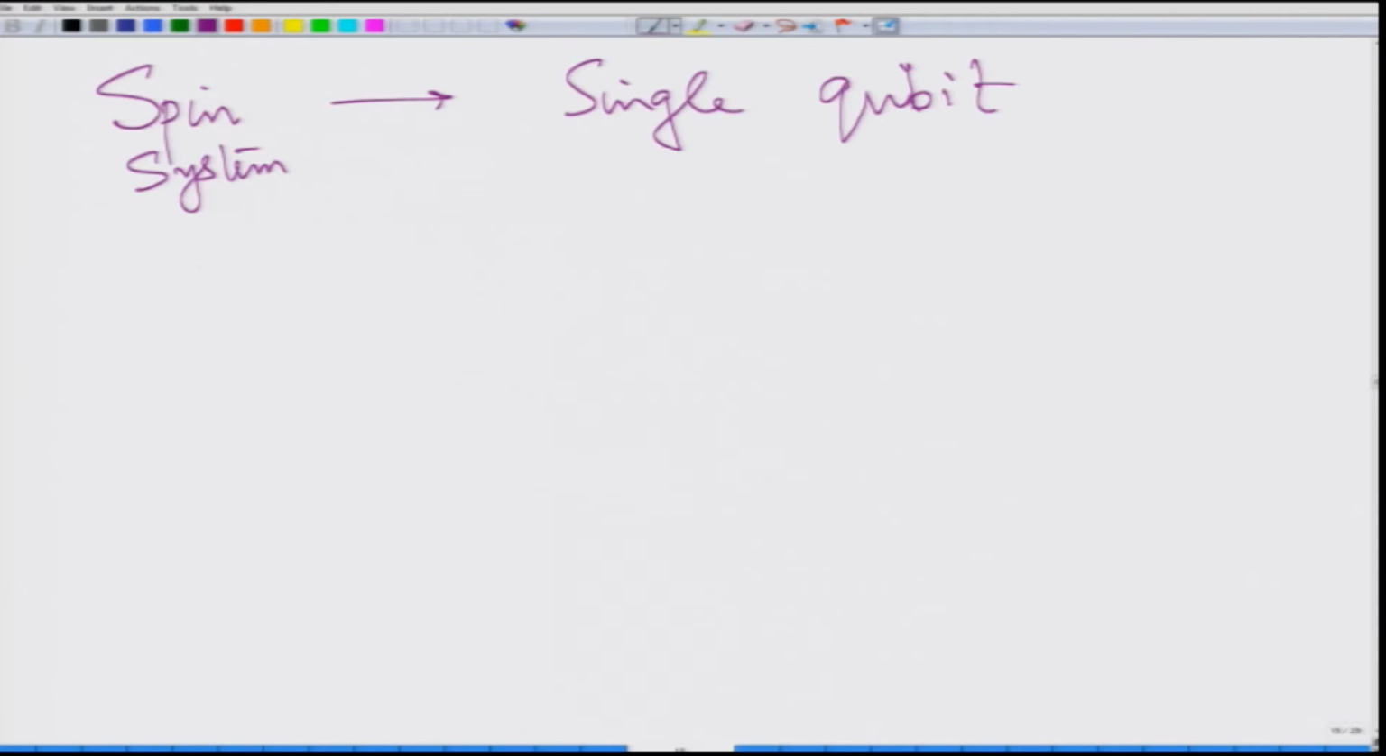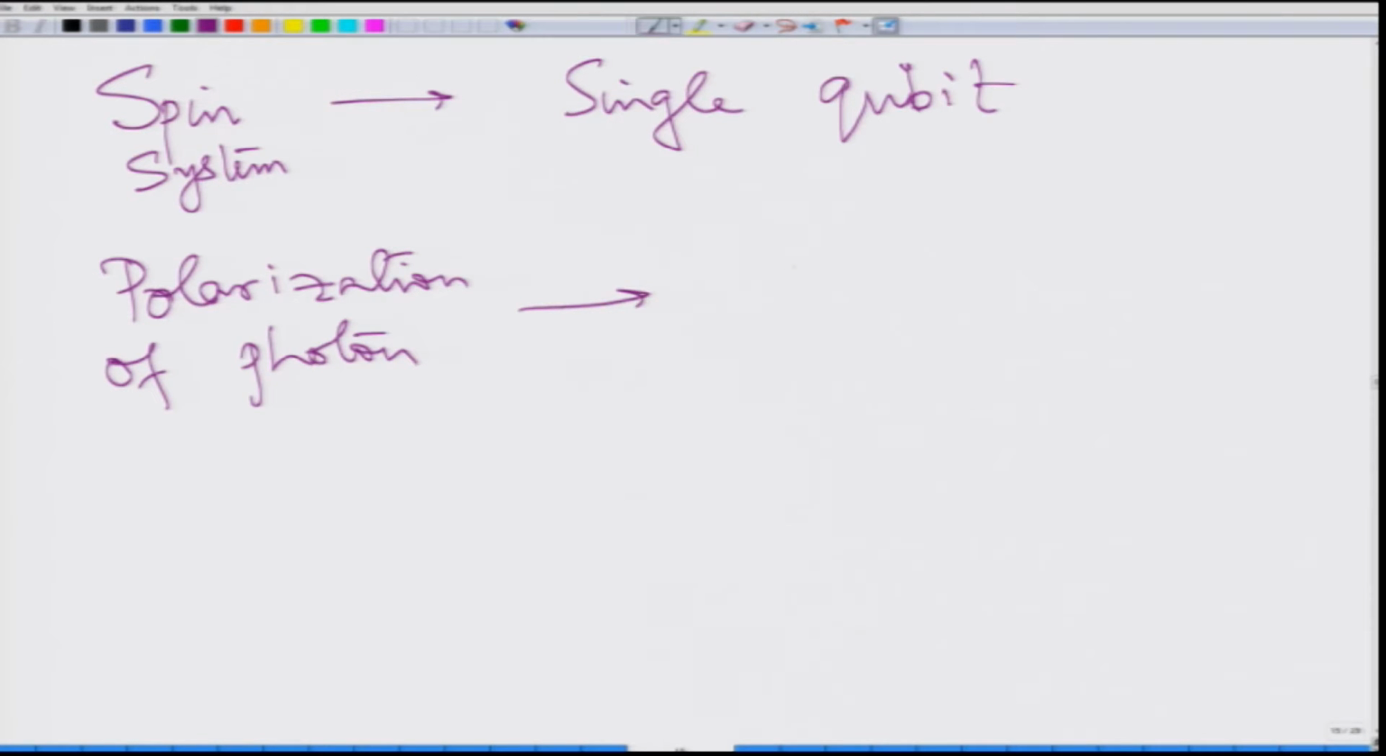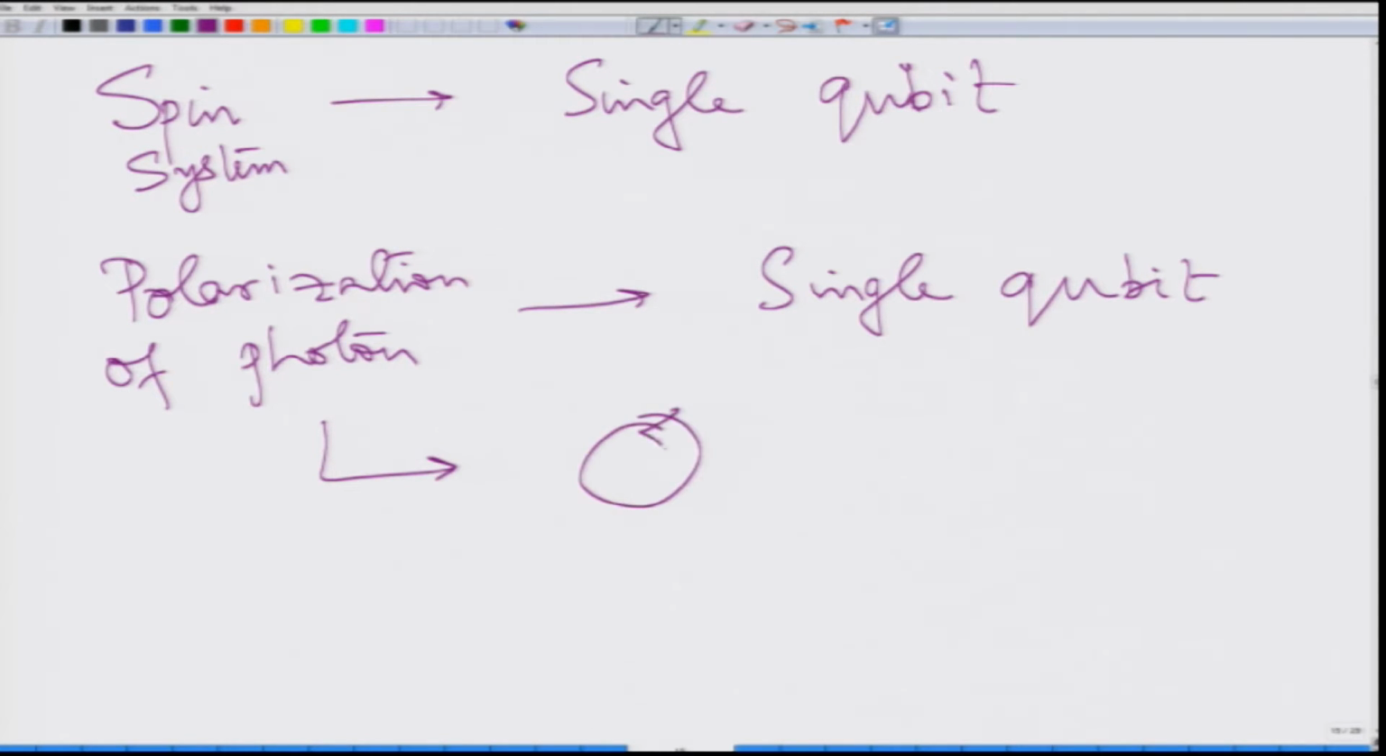An analogous one is the polarization of light, of the photon essentially. Light is not considered quantum, but the photon is quantum, and again this is a single qubit. So, what are the polarization states of a photon which are considered for a qubit? Circular one way versus circular the other way, okay? Right or left circular polarization, that gives rise to the polarization of the photon.